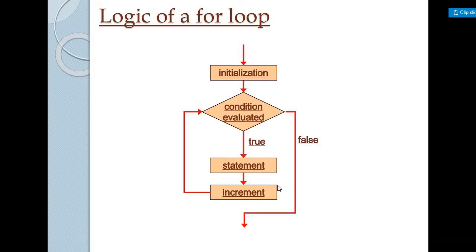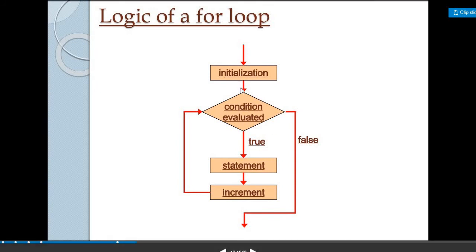So look, this is the logic for a for loop. I have first initialization, then after initialization the condition is evaluated. If it is true, then the statement is executed and then increment. Again the condition is evaluated, it is true, then the statement is executed, again increment or updation. Until the condition is true, the statements are repeatedly executed. When the condition becomes false, it comes out from the loop. So this is the structure of a for loop.